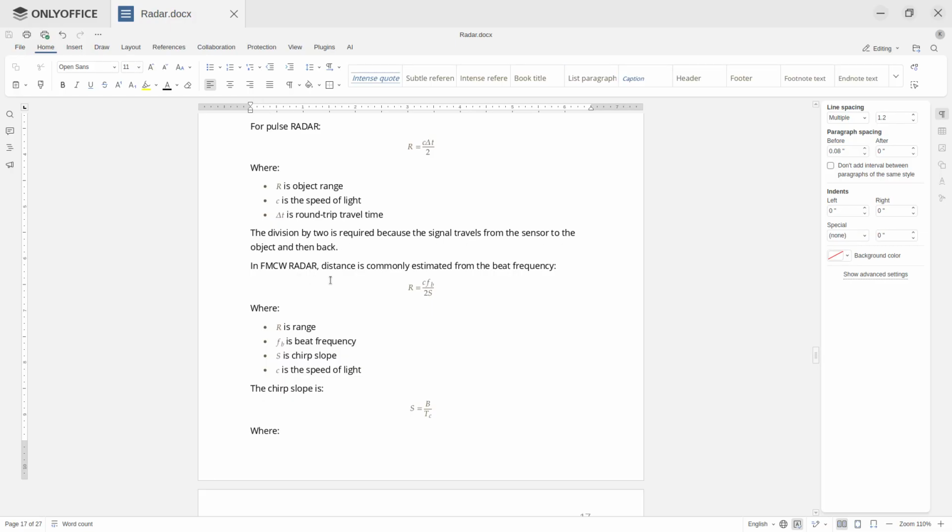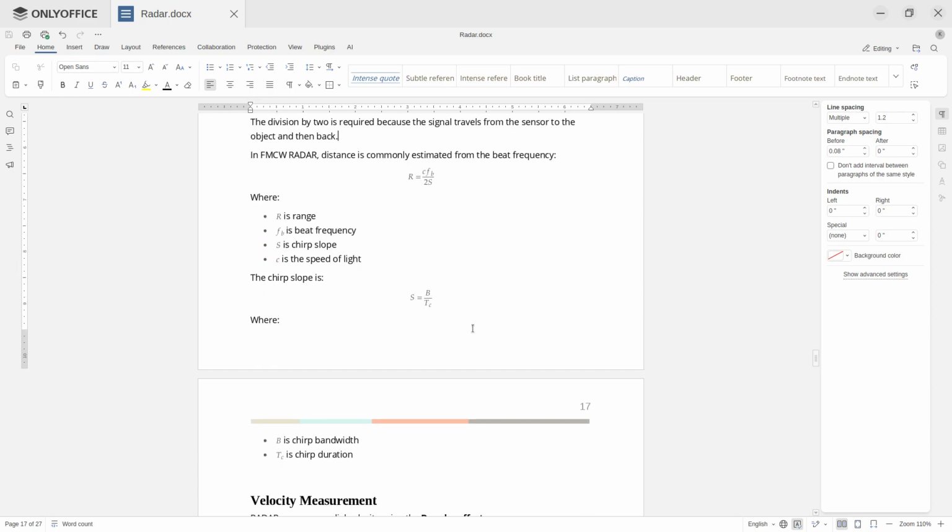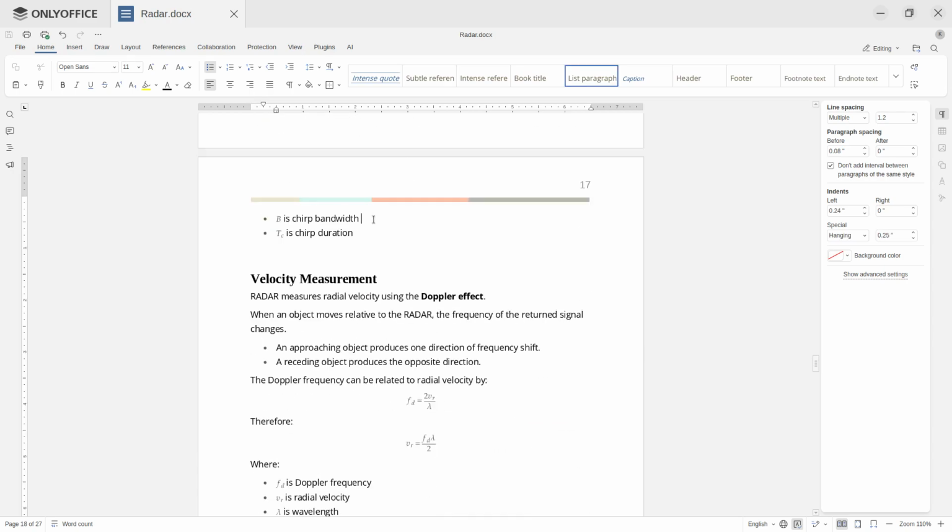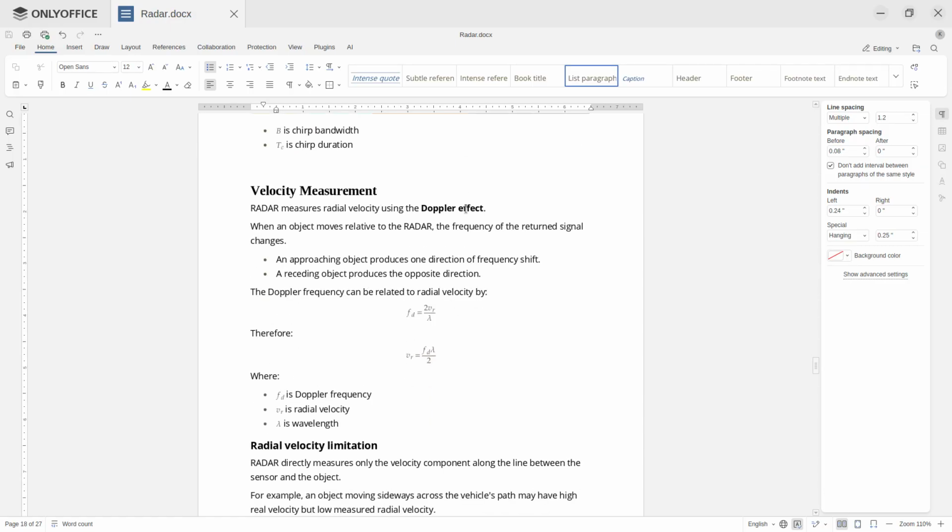In FMCW radar, the distance is commonly estimated from the beat frequency. R is equal to C times Fb by 2S, where R is the range, Fb is the beat frequency, S is the chirp slope, and C is the speed of light. The chirp slope S is equal to B by Tc, where B is chirp bandwidth and Tc is chirp duration.